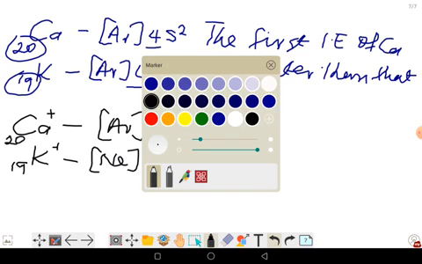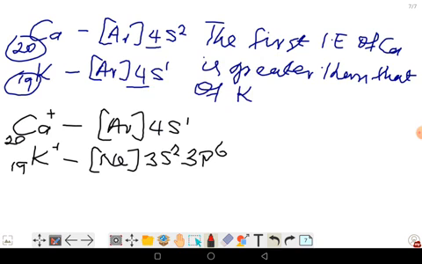Based on atomic radius, calcium has a higher atomic radius because the energy level of calcium is 4, while the energy level of potassium is 3. We have already stated that the higher the atomic radius, the lower the IE. Even when atomic radius is high, ionization energy will go down. So in this case, potassium takes the lead because the atomic radius of potassium is lower than that of calcium.